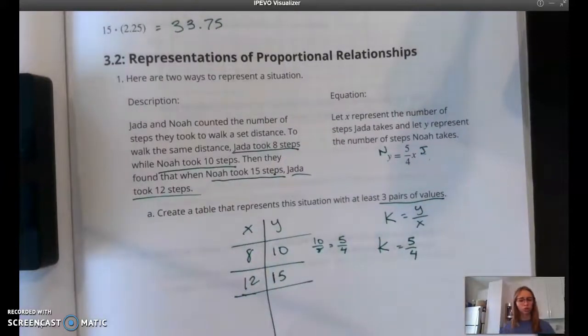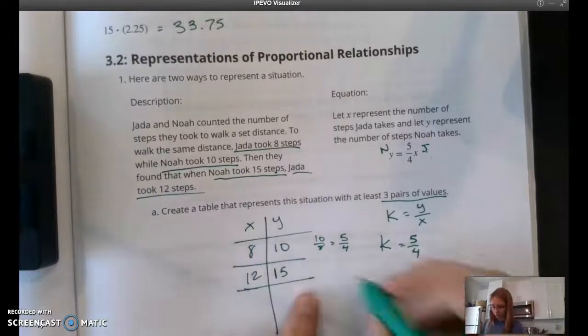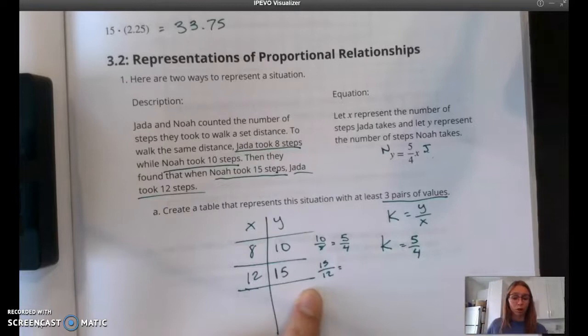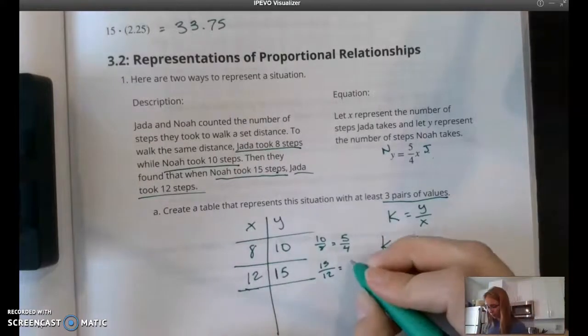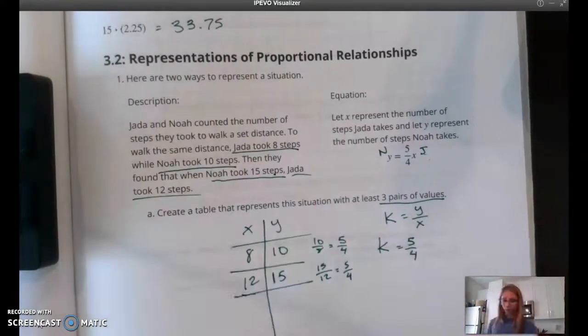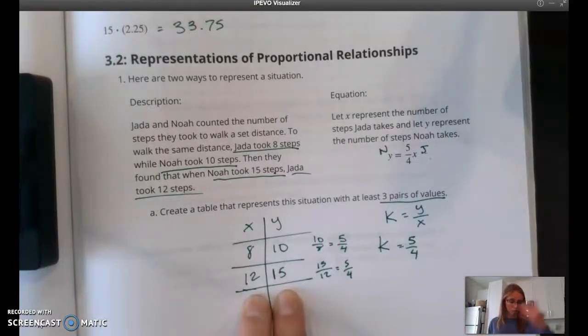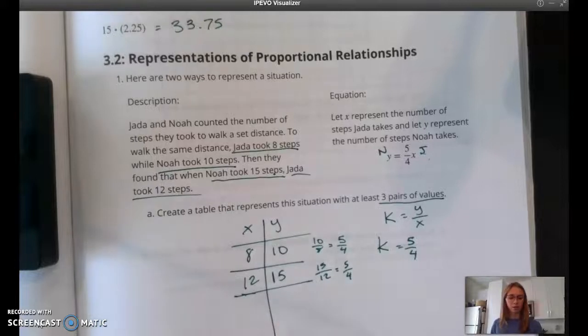So just showing you what this 5 over 4 represents from our data. And then again over here, 15 over 12, if you divide both of those numbers by 3, we would have 5 over 4. So we need another set of numbers here that we could plug in our y over x to get 5 over 4.